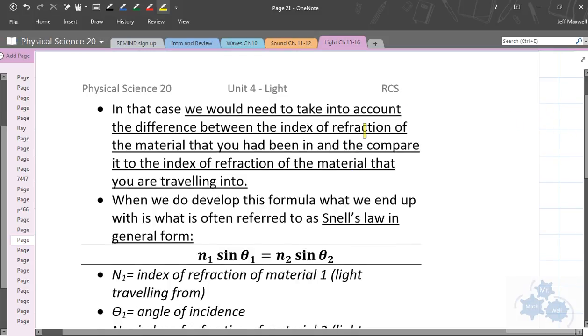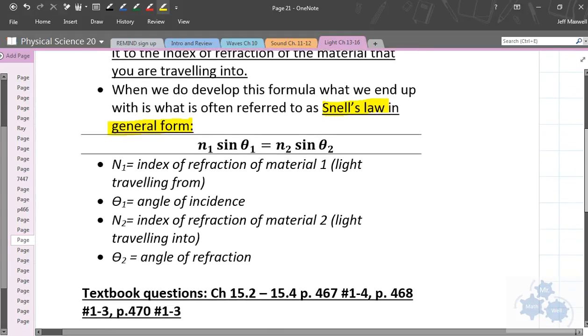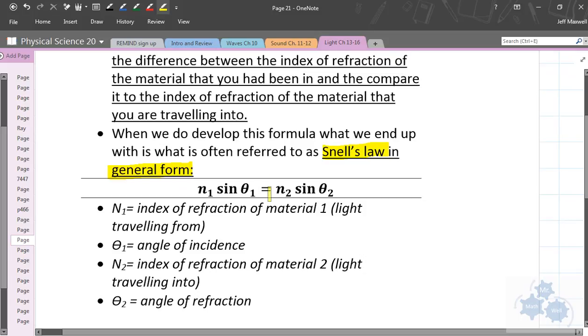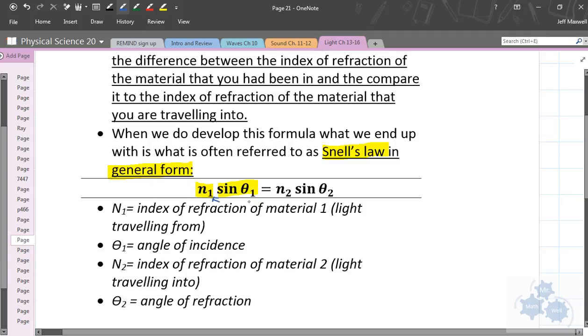So this is Snell's law in general form. Let's take a look at it. It's not that tough, actually, at all. But it looks like this: n1 times sine of theta 1. So that's the index of refraction of the first material and the angle of incidence in that material. That's why we have the 1's here and here. Okay, so that's in material 1.